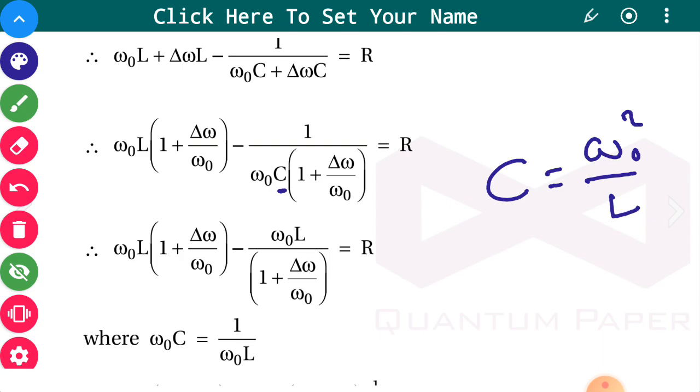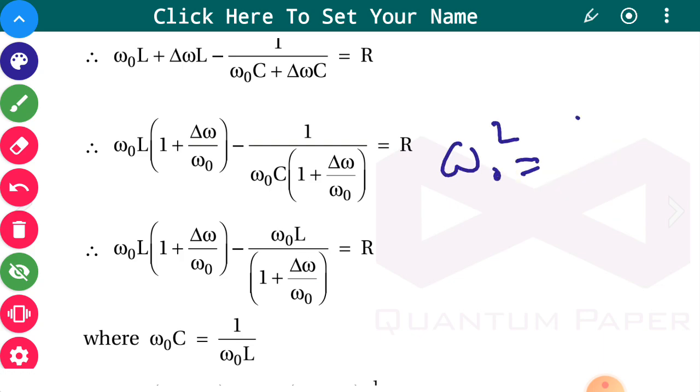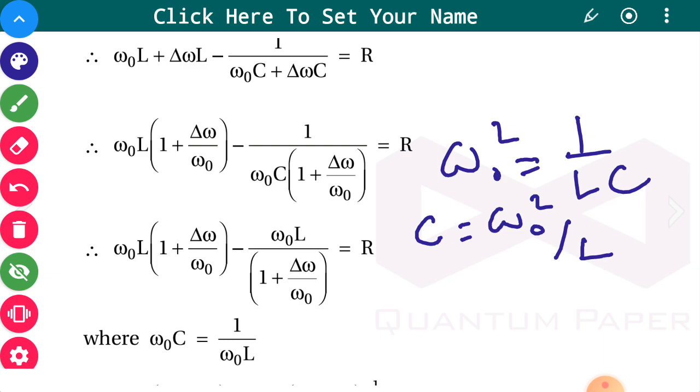As you know, omega 0 square is equal to 1 upon LC. So C is equal to 1 upon omega 0 square L, and instead of this C it is written as omega 0 square L. So what will happen? Instead of this C, if you write omega 0 square L, then that L will go in the numerator.